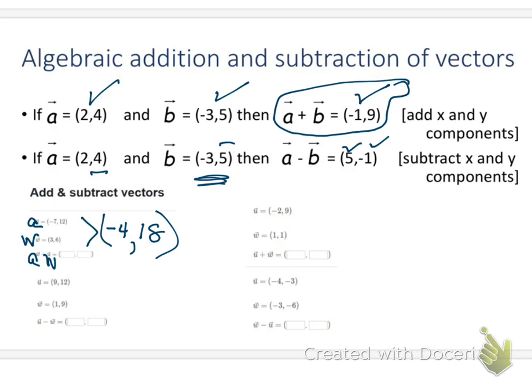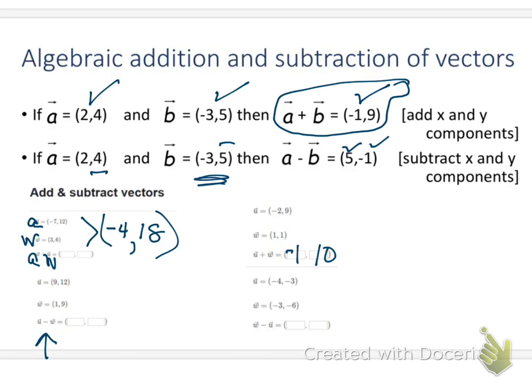Okay, here are A and W, a little bit easier to see. I'm still doing addition. So negative 2 plus 1 gives me negative 1. And then 9 plus 1 gives me 10. So negative 1, 10 are the coordinates. And then here I have 9 and 12 and 1 and 9. And in this situation, I am subtracting the vectors.